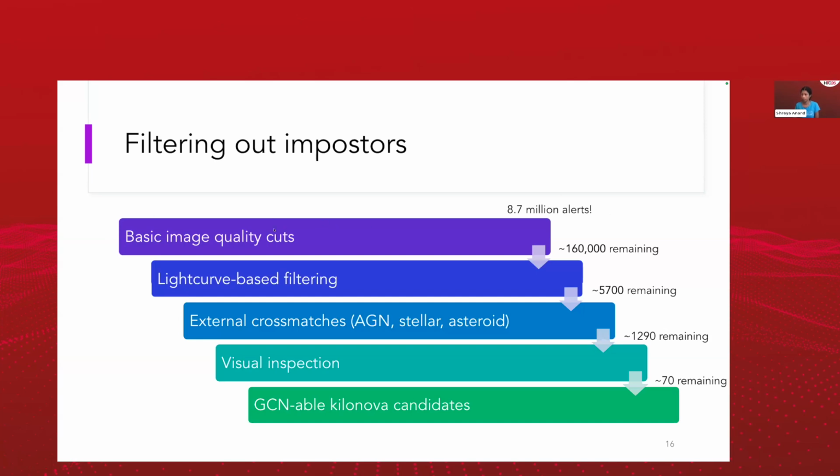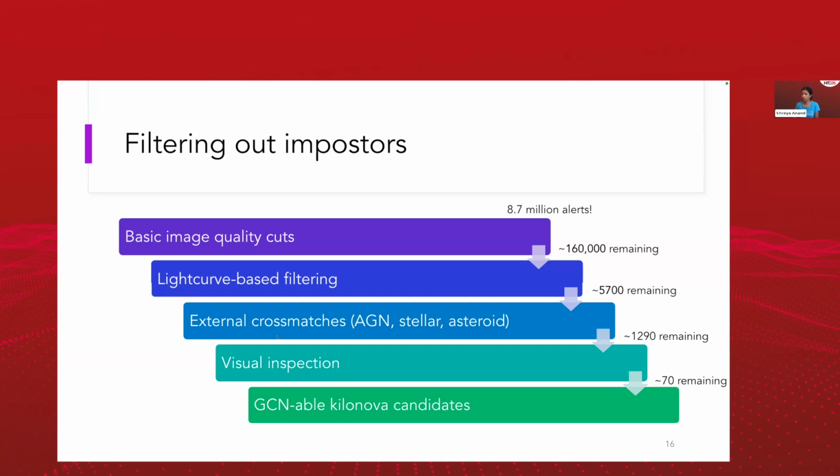So first we implemented some basic image quality cuts, as I had spoken about earlier, to filter out things that we don't believe to be real. And we end up with 160,000 candidates, which is still too many to actually vet by eye. So we have to implement some light curve-based filtering, which requires specifically multi-night detection, multiple detections, and multiple filters. And then we're able to get down to about 5,700 candidates.